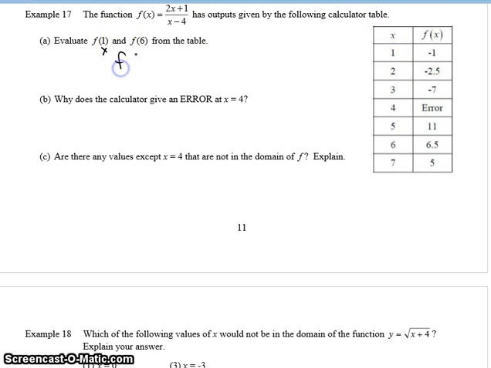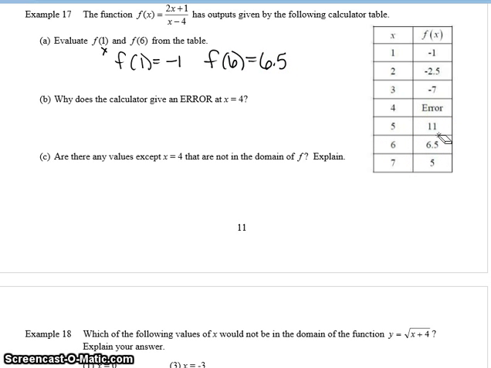That's saying go to the table and look when x is -1, and the output, your y value, is -1. F of 6, again, go to the table, you're going to get a result of 6.5 as an output. It's as easy as that.